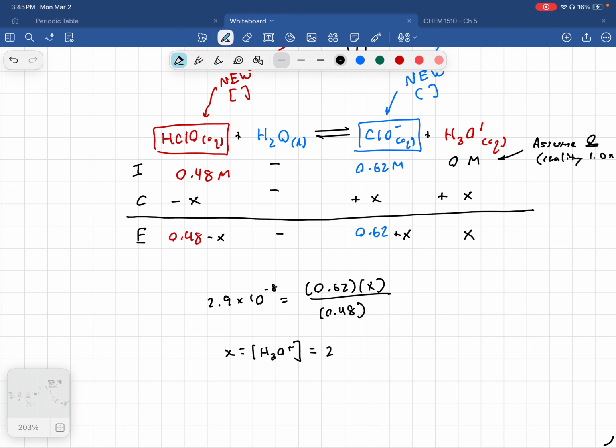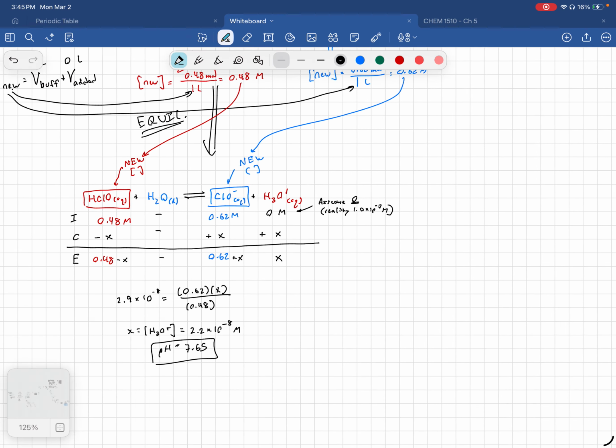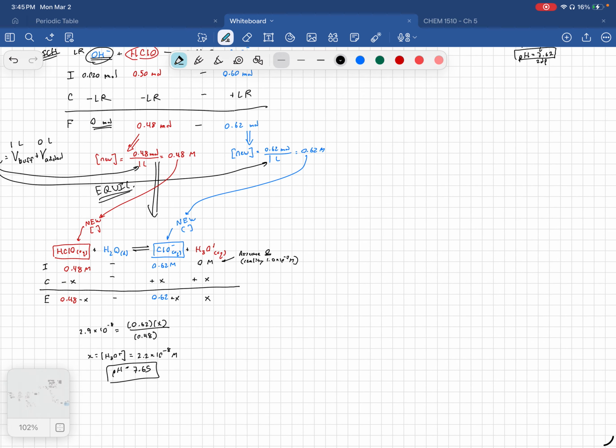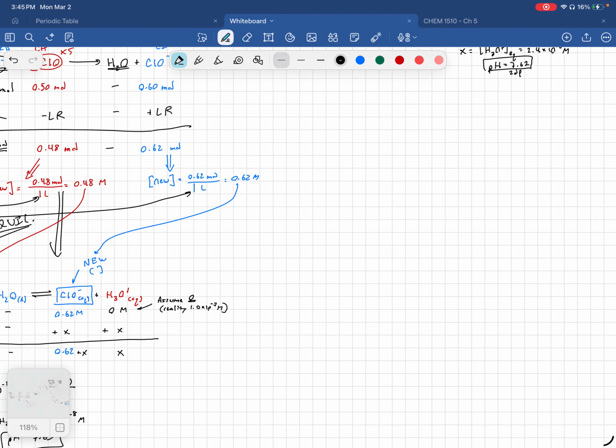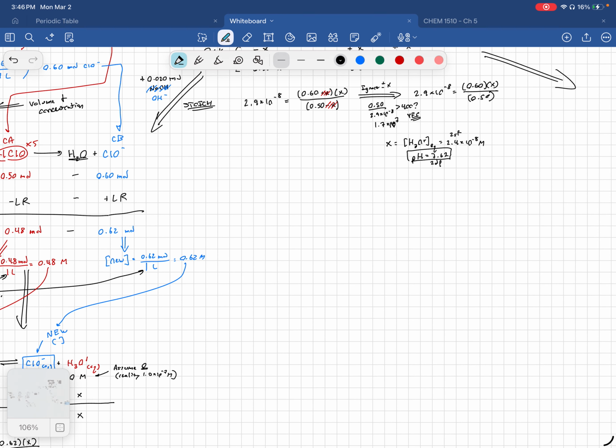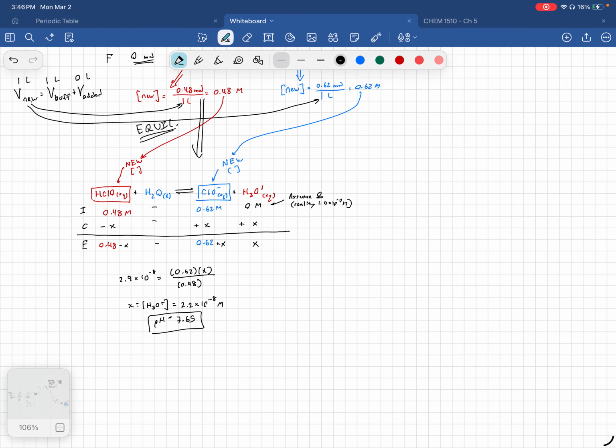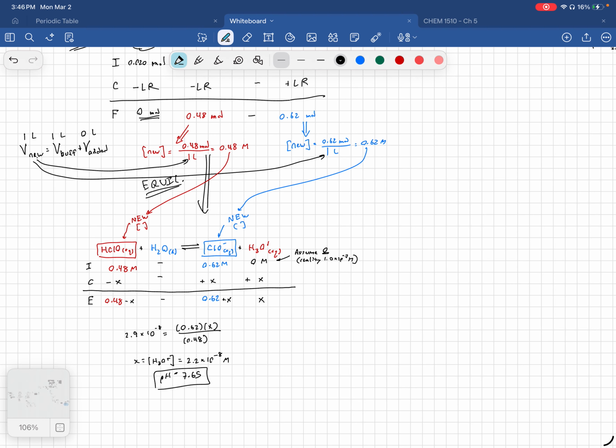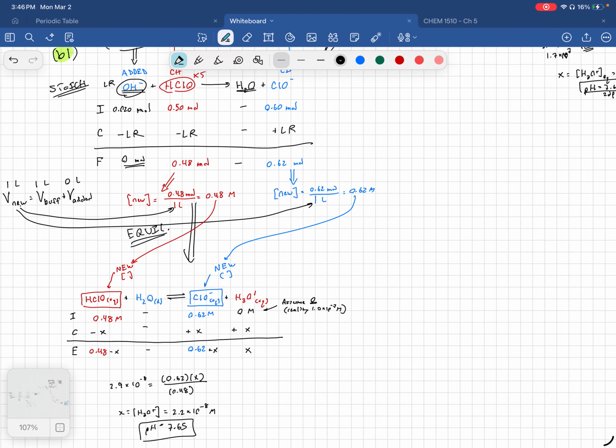And so 2.9 times 10 to the negative 8 times 0.48 divided by 0.62, and we get 2.2 times 10 to the negative 8 moles per liter, which is a pH of negative log of that, 7.65 is the new pH. Our old pH was 7.62. So we can see, right, that our buffer did change a little bit, but just a little bit.